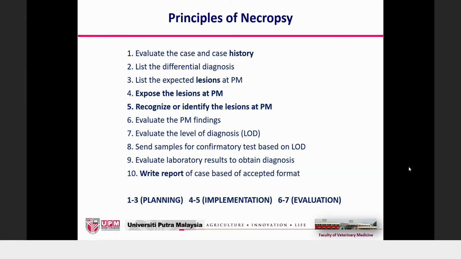How to expose the lesion, and when I say recognize and identify the lesion at postmortem, this is regarding your capability to differentiate between postmortem changes, agonal changes, and lesions. So you must know a lesion is always tissue response to injury, which is categorized into 10 types of lesion. Only by doing that can you evaluate the postmortem findings, reach your morphological diagnosis, and decide what samples you need to send to the lab. Then after that, you evaluate the laboratory results to obtain a diagnosis.